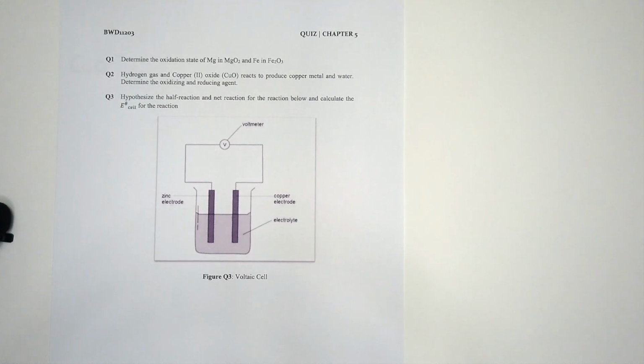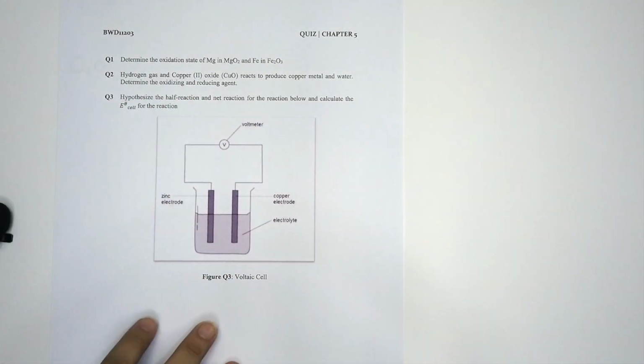Question number 2. Hydrogen gas and copper 2 oxide react to produce copper metal and water. Determine the oxidizing and reducing agent. So how are you going to answer this question? First and foremost, you need to write the balanced chemical equation.